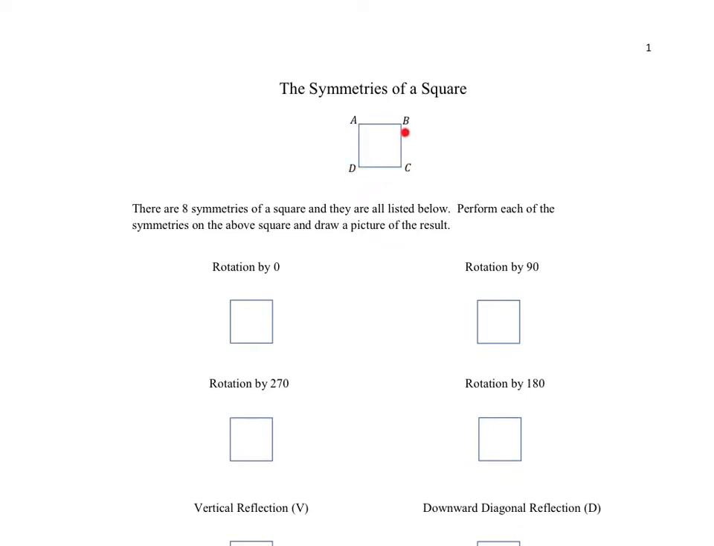So we couldn't take the square and rotate it by just 1 degree because it wouldn't return to this position. But you could rotate it by 90 degrees. That would be a symmetry.